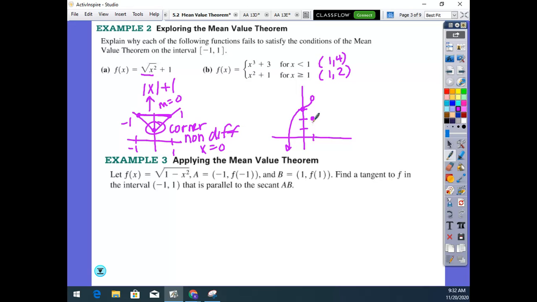And that's just going to be a parabola from the right side. Because it is discontinuous at x equals 1, it is not differentiable. Therefore, the MVT, the mean value theorem, fails. Okay. So just a couple of ways that it can fail. All right, number 3.